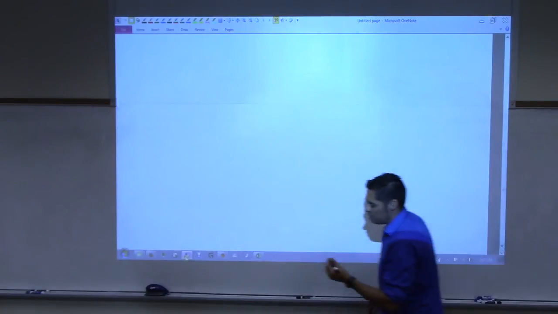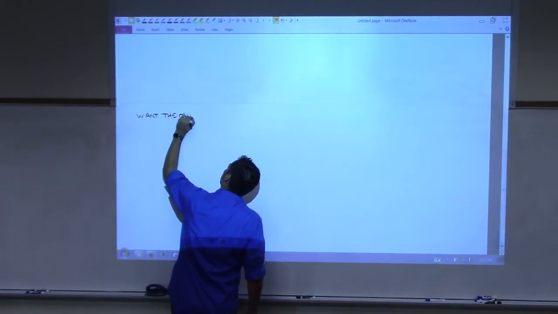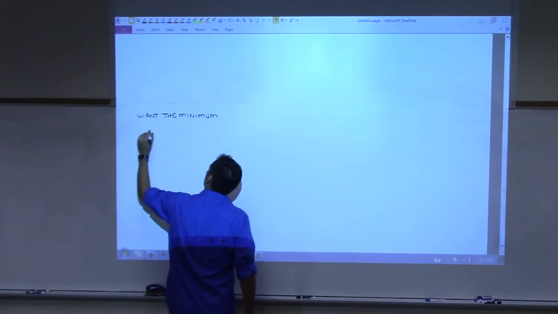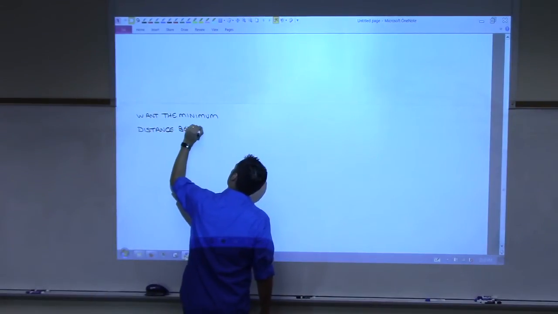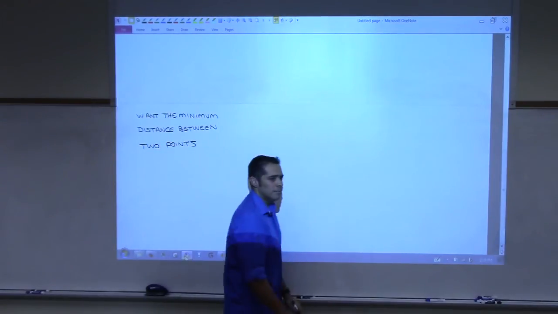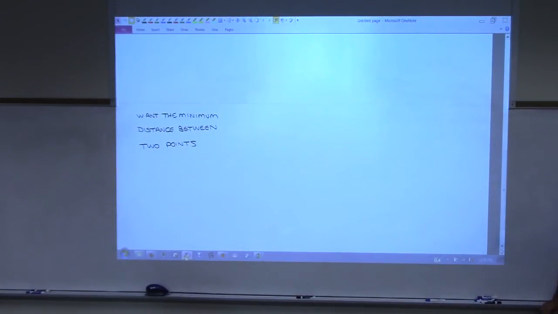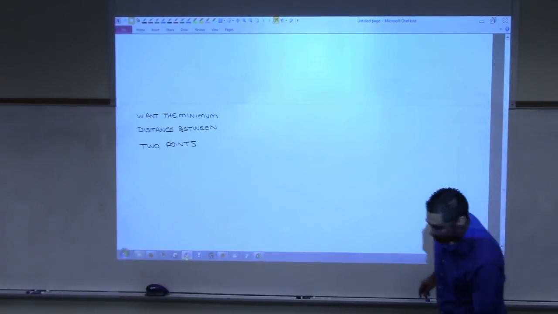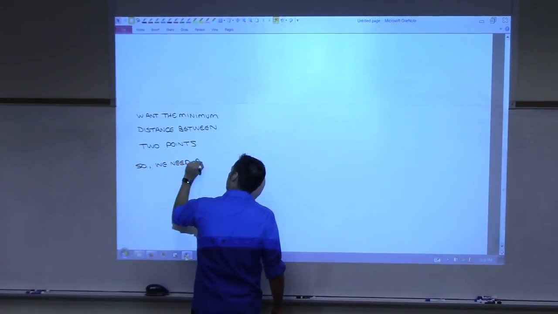We want the minimum distance. How do you say that? Minimum distance between, did you say 2 points? I like that. Is everyone on board with that? Well, if you need the minimum distance between 2 points, you're going to then need a distance function, right? You need a distance function then. So we need a distance function.